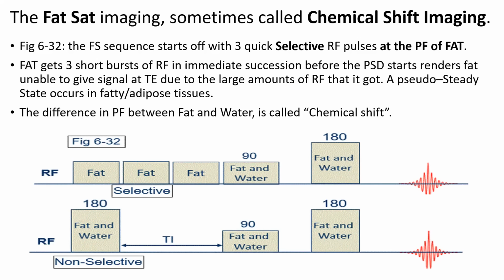So FAT-SAT uses a selective RF pulse, whereas inversion recovery uses a non-selective one. Everybody gets knocked down. Everybody gets a participation award. Everyone gets knocked down with STIR and FLAIR.